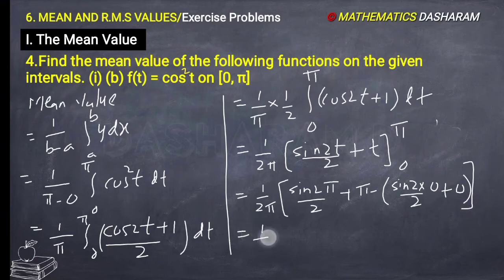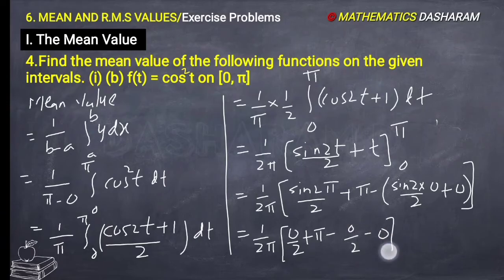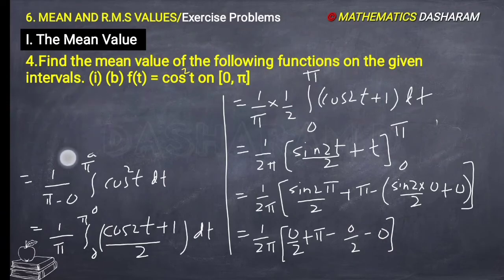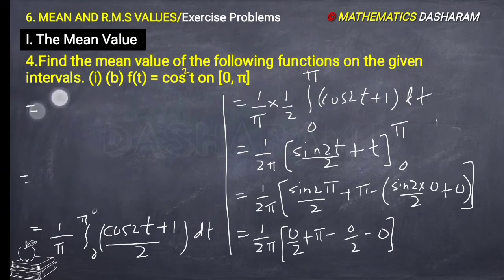So it is equal to 1 by 2 pi. So sin 2 pi by 2, sin 2 pi value is 0 divided by 2 plus pi, minus sin 2 into 0 is sin 0, value is 0 by 2 minus 0. So then it is equal to 1 by 2 pi.